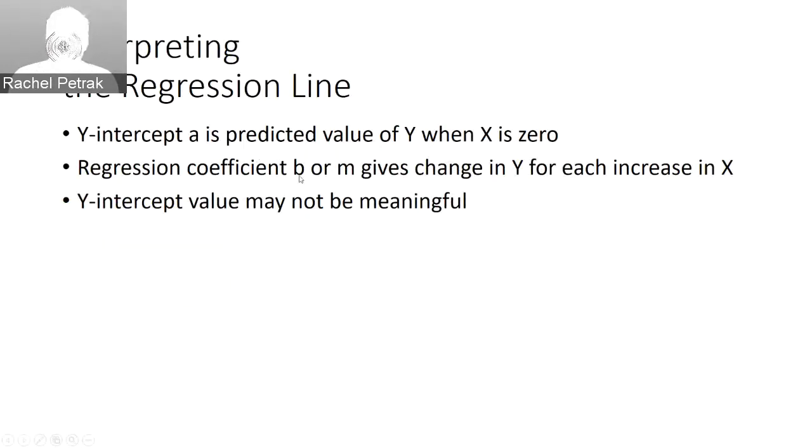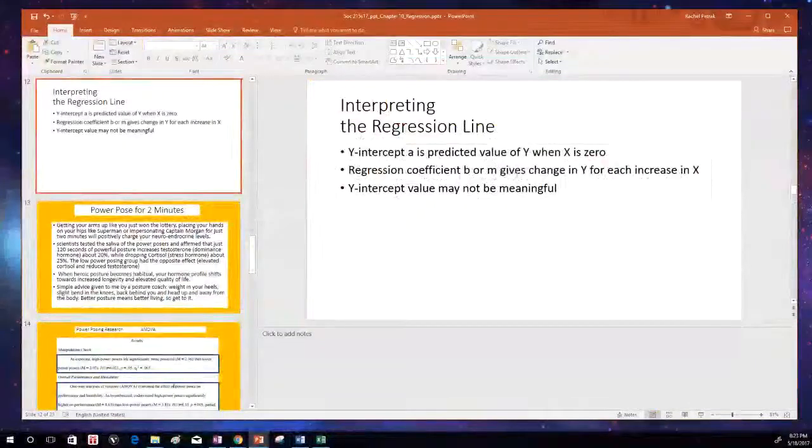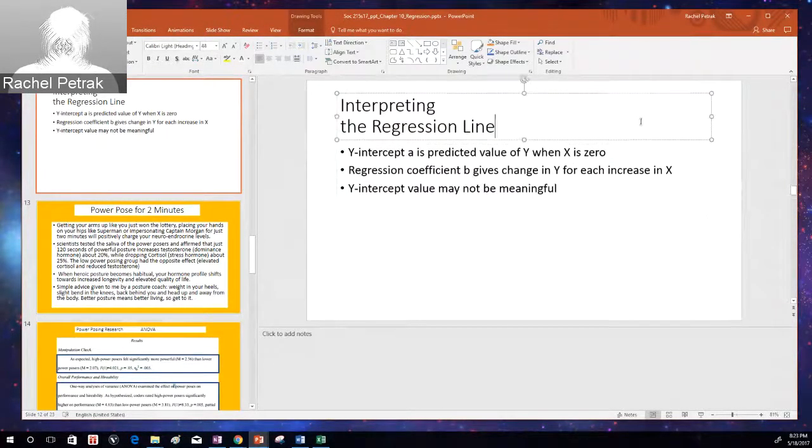But the regression coefficient gives, oh, no, sorry. Actually, the regression coefficient is always B. The slope is M. My apologies. The heat is getting to my mind. Hopefully I don't commit a homicide too. Just kidding.